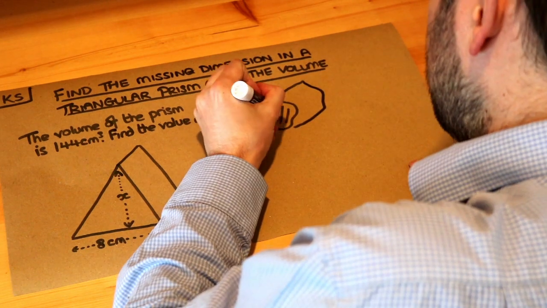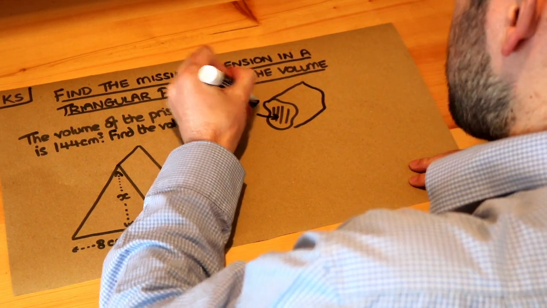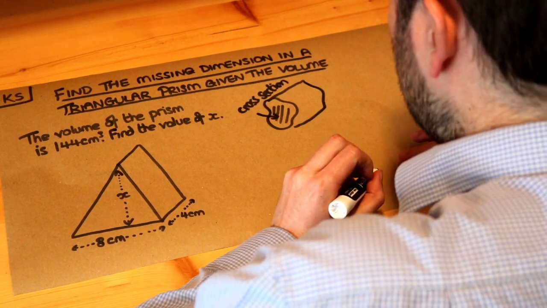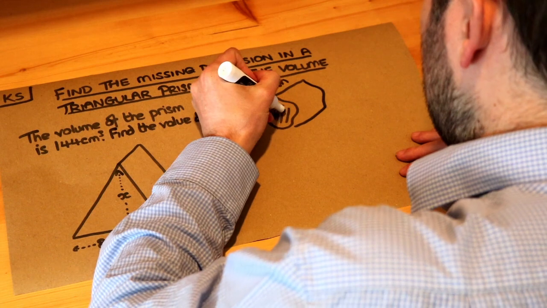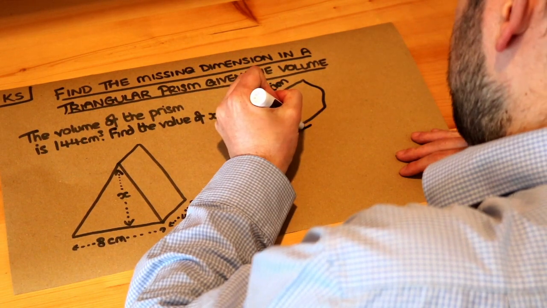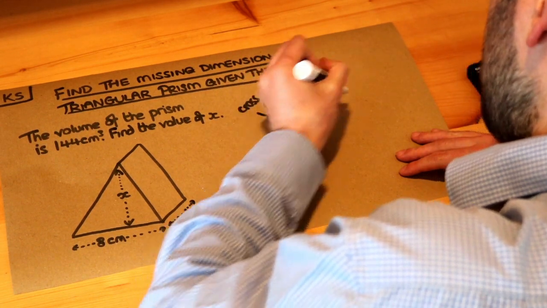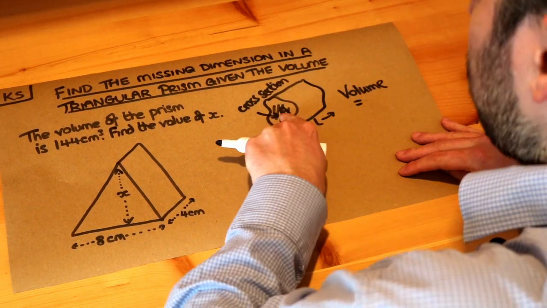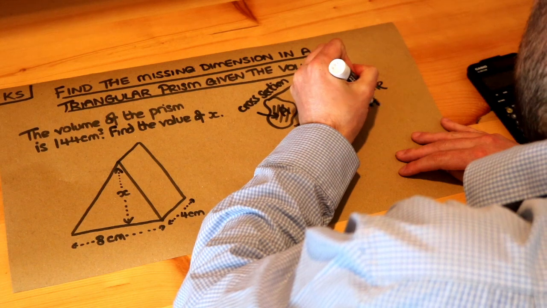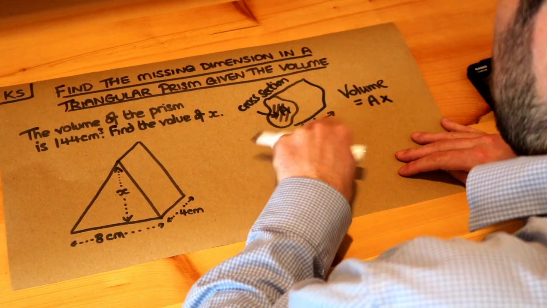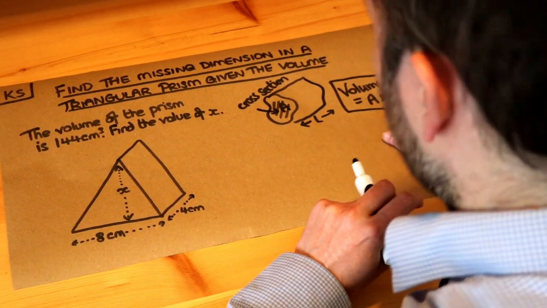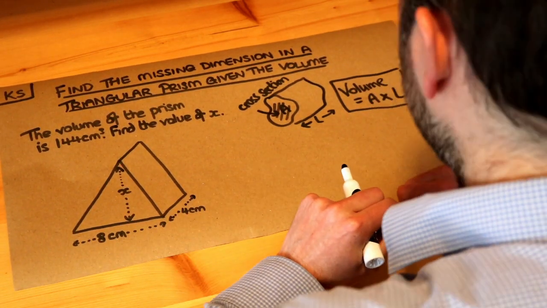So remember, this is known as the cross section. So wherever you slice the prism, what you would see, and let's call this area A, and let's say the length of this prism is L, then the volume of the prism is just the cross-sectional area, the area of the cross-section, multiplied by the length of the prism, and that is it. So we're going to use that formula in this particular case here.